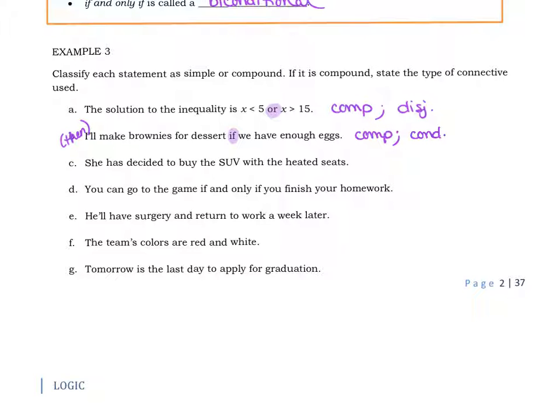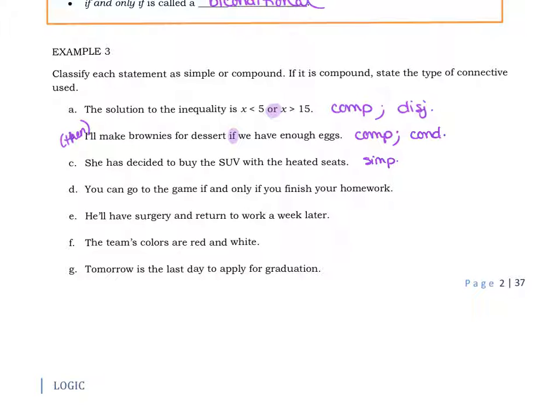All right, she has decided to buy the SUV with heated seats. Simple statement or compound statement? Is there one idea there or more than one? This is one idea. She's decided to buy the SUV. With heated seats doesn't add another idea to it. It's just describing that particular SUV, and so that's a simple statement.